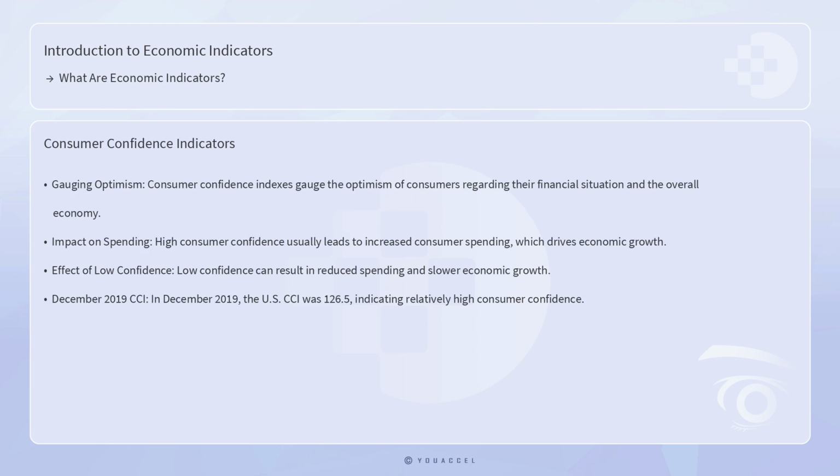Consumer confidence indexes, such as the Consumer Confidence Index and the Michigan Consumer Sentiment Index, gauge the optimism of consumers regarding their financial situation and the overall economy. High consumer confidence usually leads to increased consumer spending, which drives economic growth, while low confidence can result in reduced spending and slower economic growth. In December 2019, the US CCI was 126.5, indicating relatively high consumer confidence.